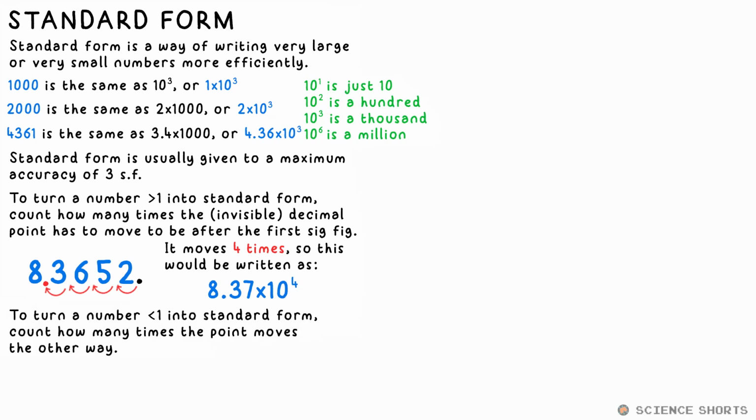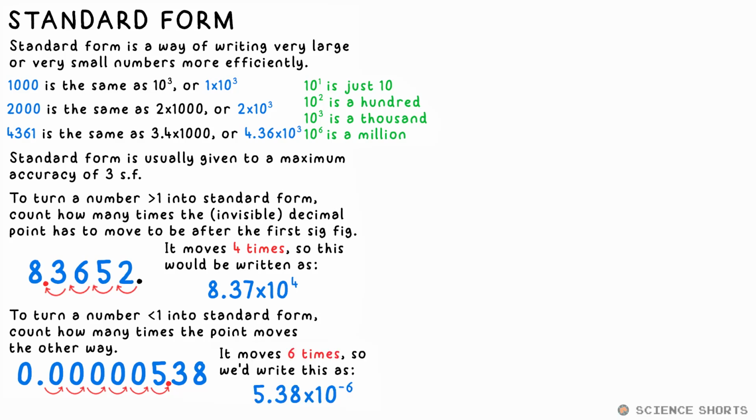To convert a smaller number, that's less than 1, into standard form, we have to count how many times the decimal point moves to the right to be after the first sig fig again. Let's say a human cell is measured to be 0.50538 meters long. Let's move the decimal point to after the 5, so 1, 2, 3, 4, 5, 6. That's the power on our 10, but as it's a number smaller than 1, it's a negative power instead. So this is 5.38 times 10 to the minus 6 meters. Again, if the number kept going, we'd have to round to that third sig fig.